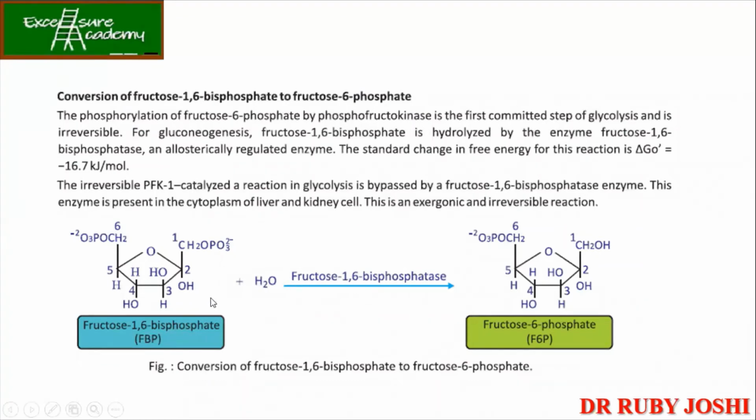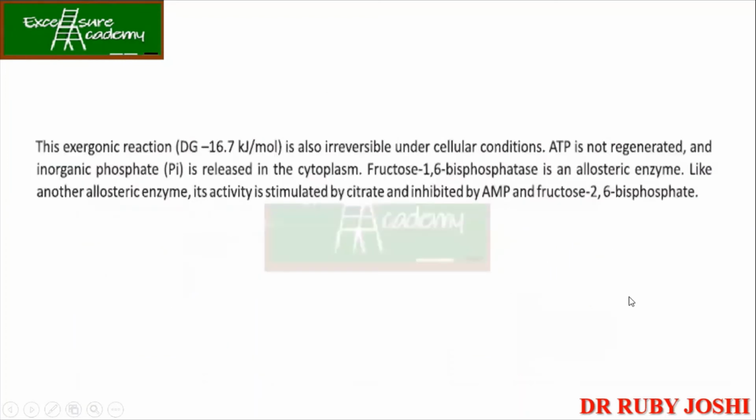Okay. So finally, from your fructose 1,6 bisphosphate, you are getting your fructose 6 phosphate. अभी क्या है? इसके बाद isomerase. So fructose 6 phosphate will give you glucose 6 phosphate. Okay. Before that, so this exergonic reaction is also irreversible under cellular condition. ATP is not regenerated and inorganic phosphate is released in the cytoplasm. हाँ, क्योंकि phosphate group is removed from the fructose 1,6 bisphosphate, right? So one phosphate group is released, that is inorganic phosphate is released. Now it is an allosteric enzyme. So like other allosteric enzymes, its activity is stimulated by citrate and inhibited by AMP and fructose 2,6 bisphosphate.